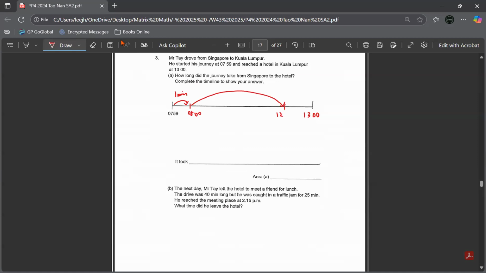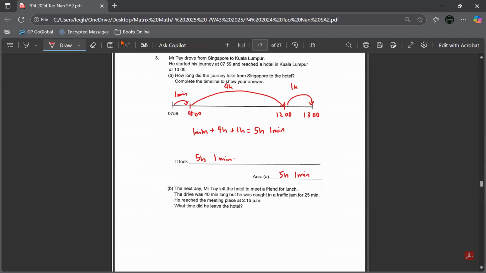8 to 12 o'clock is actually 4 hours. And from 12 to 13 is another 1 hour. So I add it up. 1 minute plus 4 hours plus 1 hour is 5 hours and 1 minute. So how long is the time taken from Singapore to the hotel? It took 5 hours 1 minute. So you write down 5 hours 1 minute.